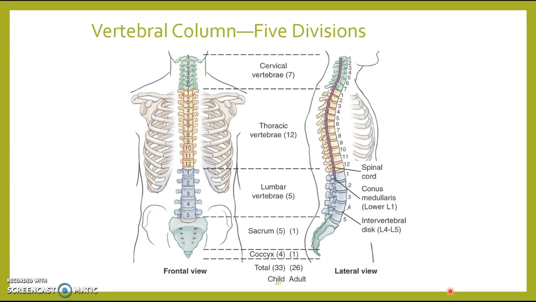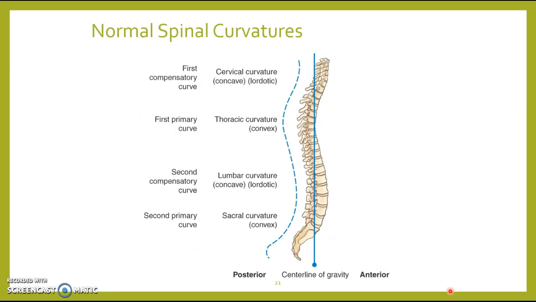For scoliosis imaging, scoliosis generally occurs within the thoracic or lumbar spine. The vertebral column is divided into 5 sections: the cervical vertebrae, the thoracic, the lumbar, the sacrum, and the coccyx. The normal curvatures of the spine from a lateral perspective: the cervical has a lordotic or concave curvature. The thoracic has a kyphotic or convex curve. The lumbar has a concave or lordotic curvature, and the sacral has a kyphotic or convex curvature.